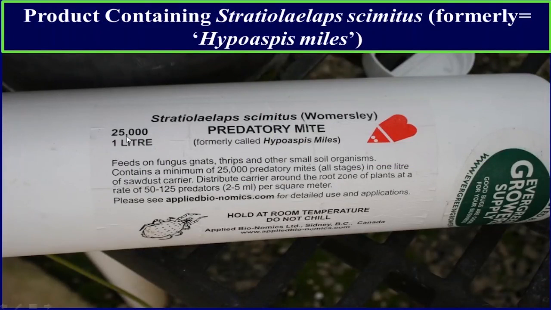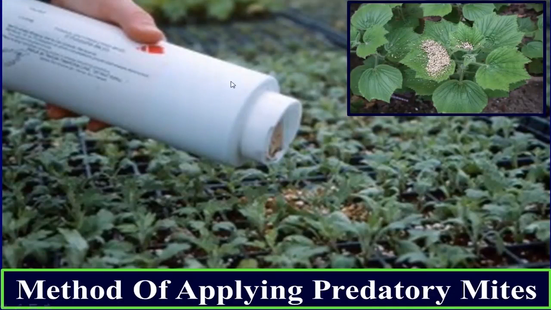Here is a product containing 25,000 Stratiolaelaps scimitus, which used to be called Hypoaspis miles. This is a predatory mite for fungus gnat larvae and western flower thrips pupae. Here is the old method, we call it the salt and pepper shaker method of releasing these, where you have a bran or vermiculite, you shake them over the plants, and the predatory mites then distribute themselves above, around the plant canopy, or if you're applying the soil-dwelling predatory mites, they'll start moving into the growing medium.